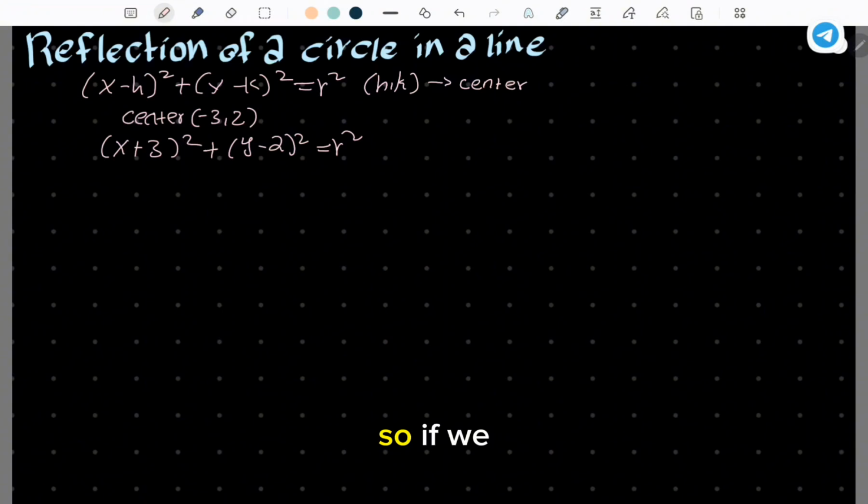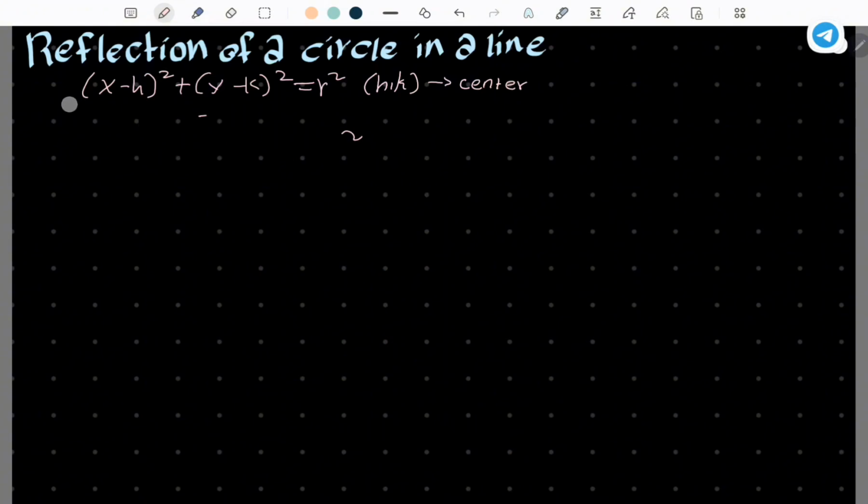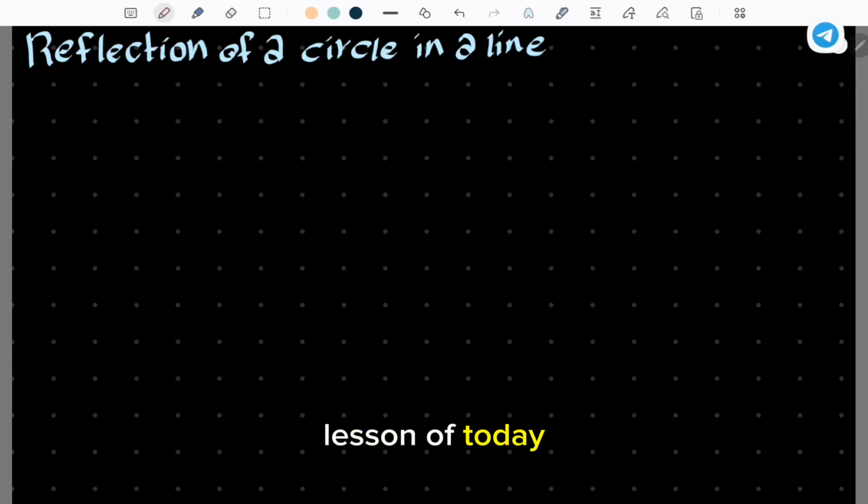So if we need to extract the center from the equation, we do the reverse, which is minus 3, 2. So in the equation, if it's positive, then the center is negative, and in the equation, if it's negative, then the center is positive. So don't forget that point. Now let's move on to our lesson of today.